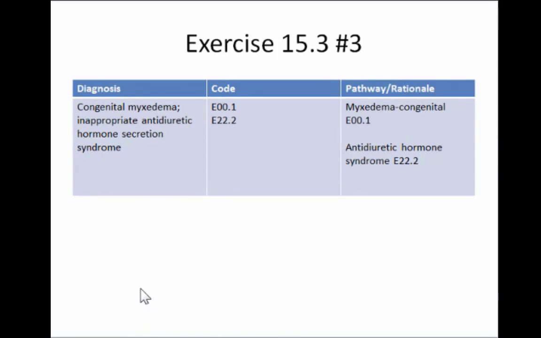Exercise 15.3, number 3, has congenital myxedema. That's pretty straightforward, but this one, the inappropriate antidiuretic hormone secretion syndrome, is a little more challenging. So I wanted to show you the pathway. When you are looking this up in the alphabetical index, antidiuretic is your main term. That's a tough one.